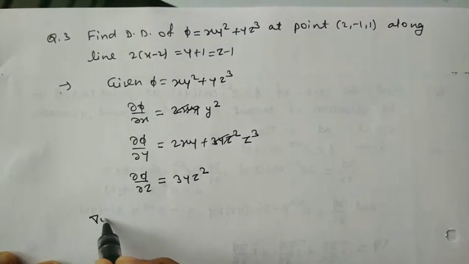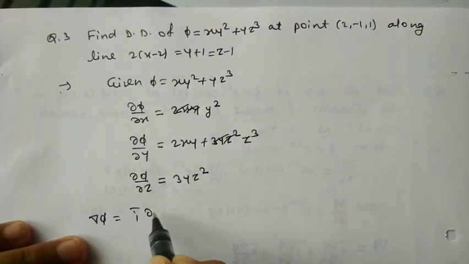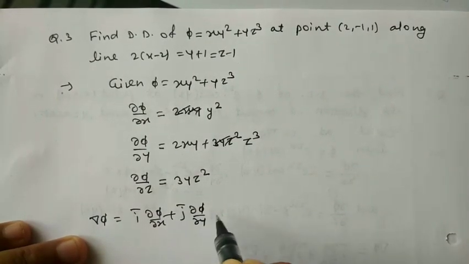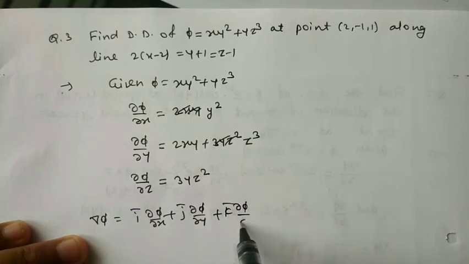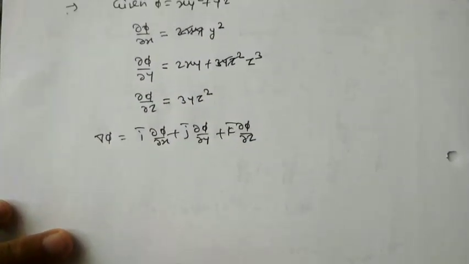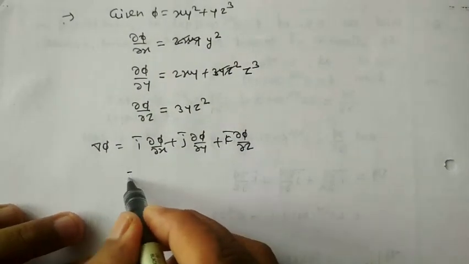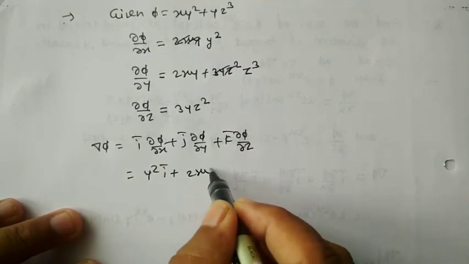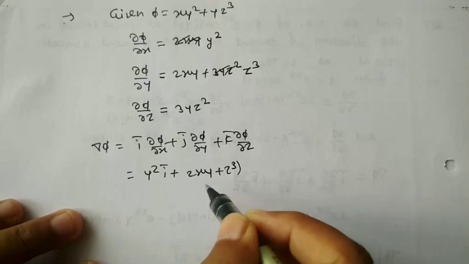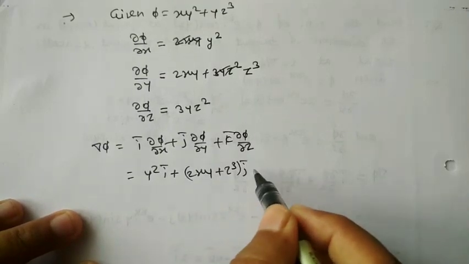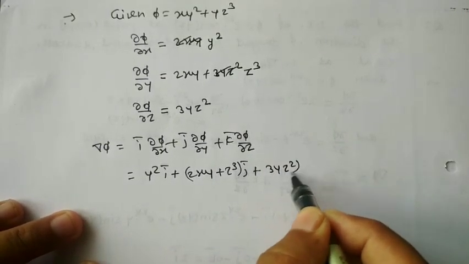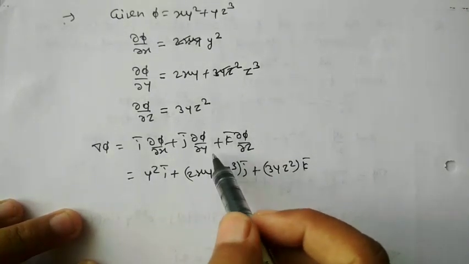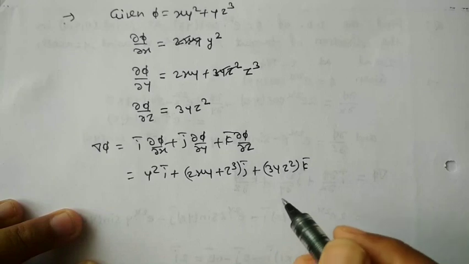Now the value of del phi is equal to i bar into dabba phi by dabba x plus j bar into dabba phi by dabba y plus k bar into dabba phi by dabba z. We put all these values, so we will get y square into i bar plus 2xy plus z cube into j bar plus 3yz square into k bar, after putting the values of the partial derivatives.